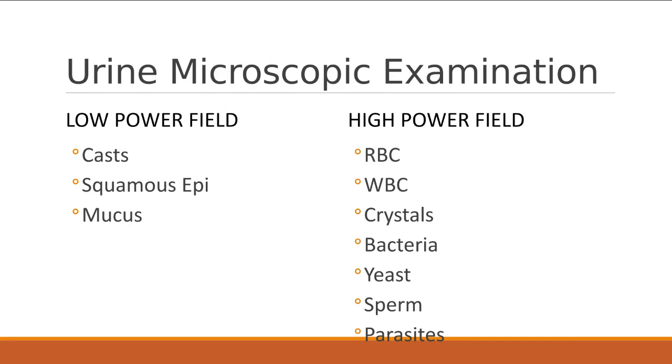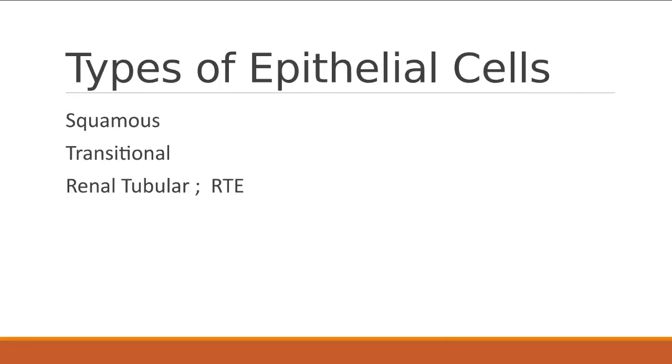When you go to high power field, you'll look for the smaller elements like white blood cells, red blood cells, crystals, bacteria, yeast, sperm, and parasites. Parasites are something you're not going to see in class, and probably not a whole lot anywhere else either, but you'll definitely see the other ones regularly. And we'll learn how to identify all of them. That's the point of this presentation.